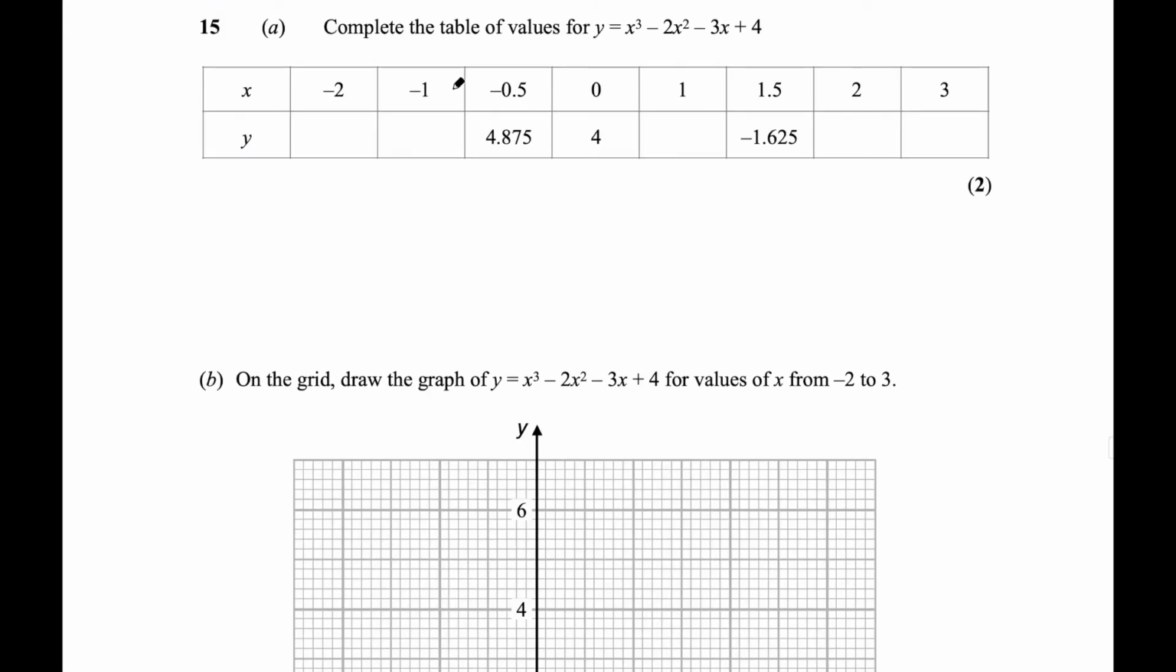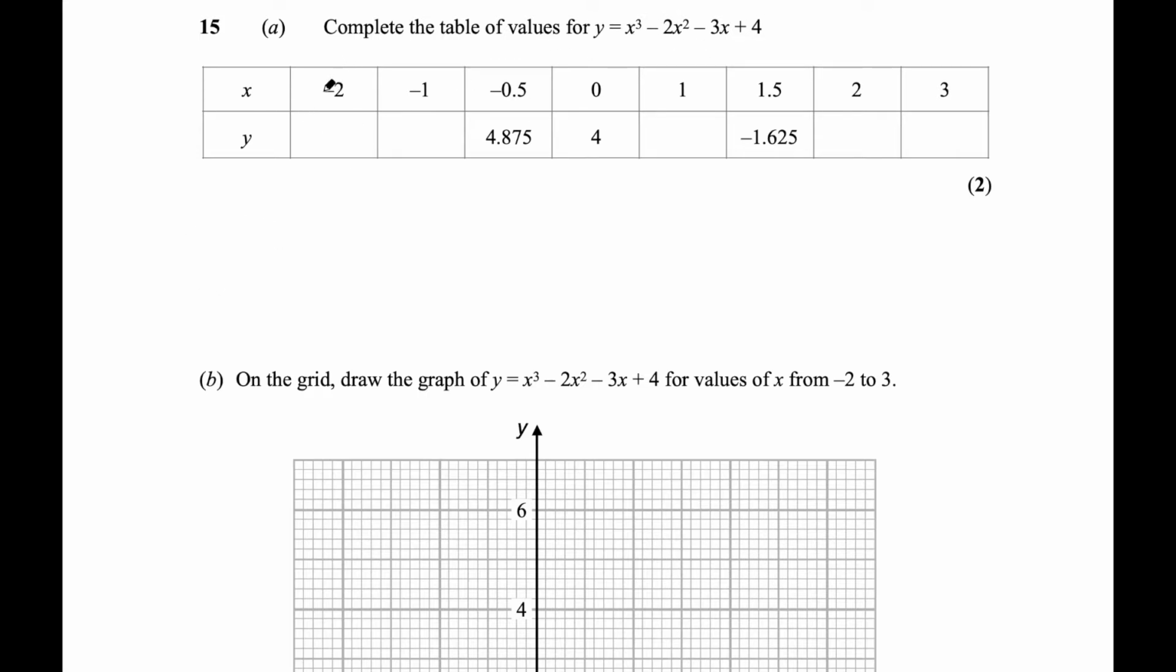Question 15 says complete the table of values for y equals x cubed take 2x squared take 3x plus 4. For this, I'd probably get some rough note papers somewhere and actually work these out rather than trying to do them in my head. Or you can just write them in the margin here somewhere, but find somewhere to do a bit of working out here.